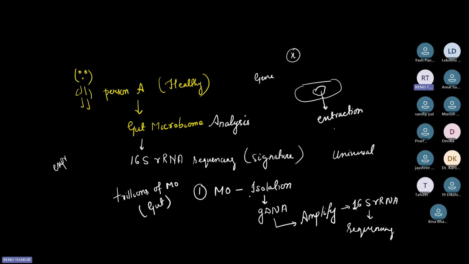It means you have to isolate the microorganism from the gut of this person A, and then you will isolate the genomic DNA, and then you will amplify it. And after amplification of this particular gene, because you have already amplified the signature gene, now you need to know the sequence of this gene in order to determine which organism that is. So you will go for sequencing.